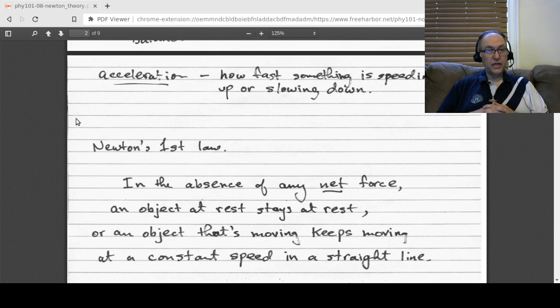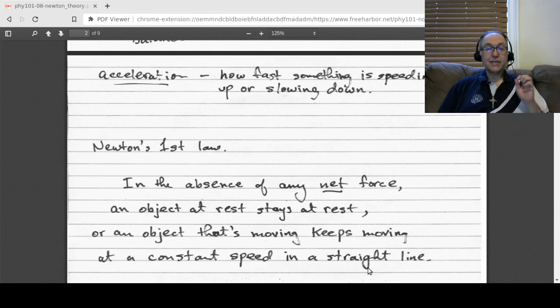But the first law is really a special case of the second law, and I'll show you that in a minute. So what does the first law say? The first law says that in the absence of any net force, and you know what a force is, but I got to explain this word net. Okay, so in the absence of any net force, an object at rest stays at rest, or an object that's moving keeps moving at a constant speed in a straight line.